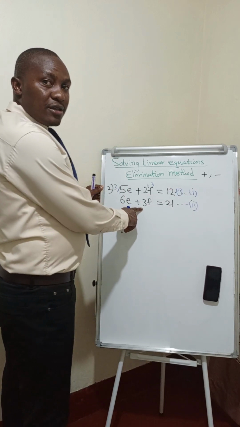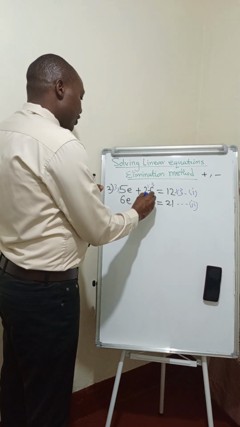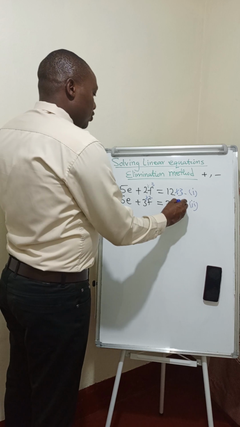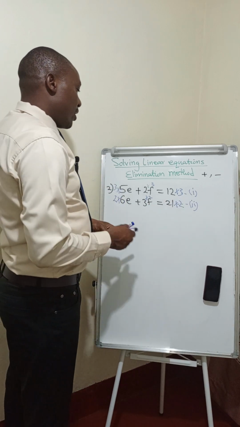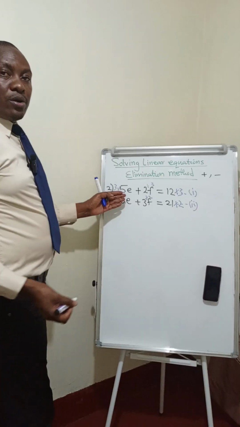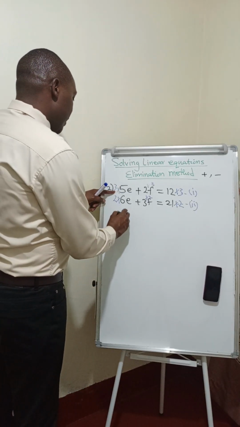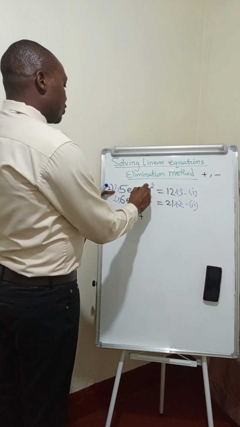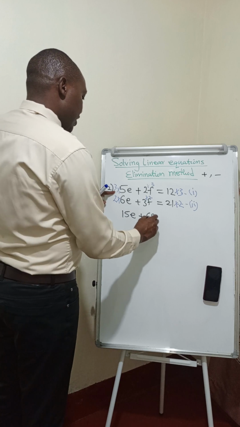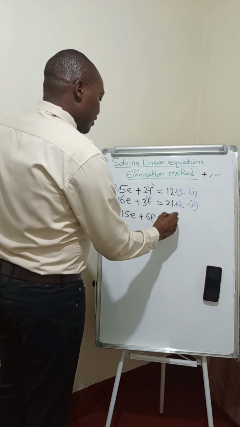How do you make this one 6, the LCM? Multiply by 2. Now the other terms also multiply by 2. Let's rewrite our equations. This one, 3 times 5e, you'll get 15e, plus 3 times 2f, you'll get 6f, is equal to 12 times 3, you'll get 36.